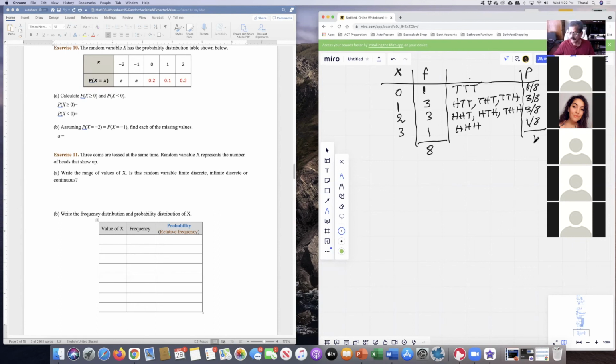Okay. So now we have everything written down. We can answer the question. The range of values, the range of x is, anybody? 0, 1, 2, 3. Those are the values x takes. So we have that. Okay, now classify. What's the classification? Finite discrete.